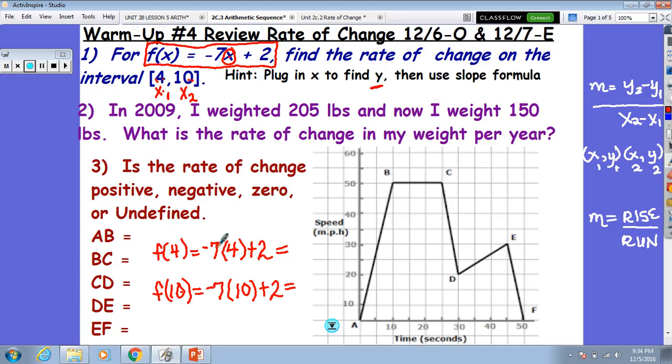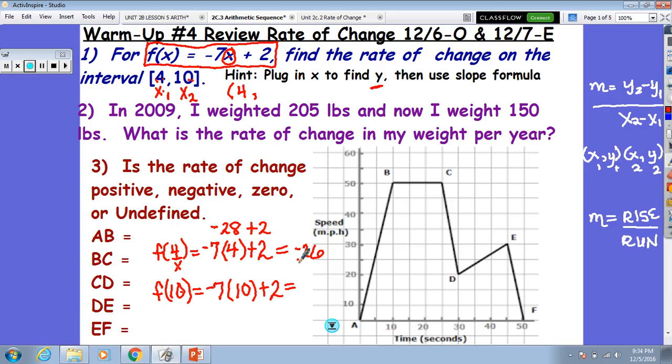So negative 7 times 4 gives me a negative 28. And then if I add 2 to that, since the signs are different, I actually subtract and I get negative 26. So up here, I'm going to write my first point. The x value, which is what we put in, was 4.